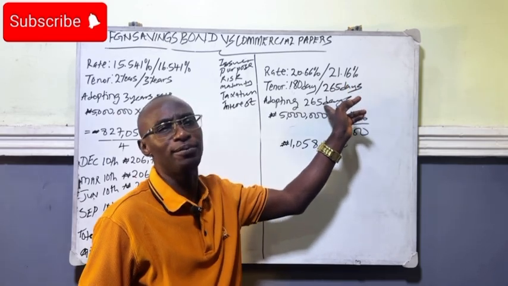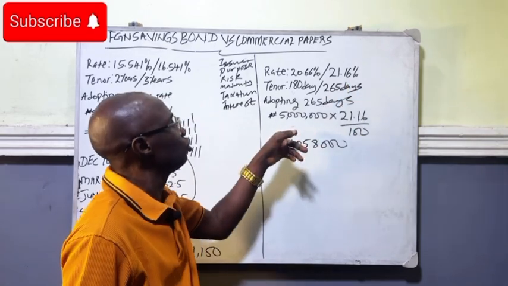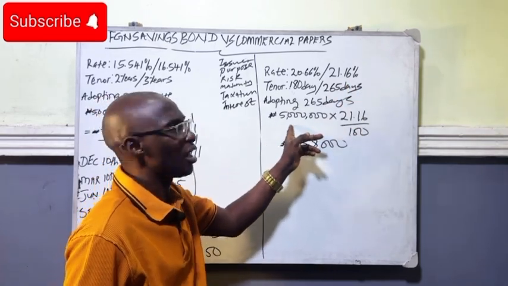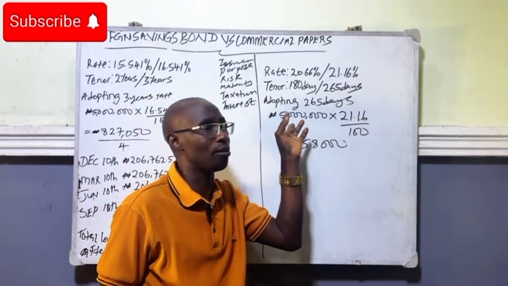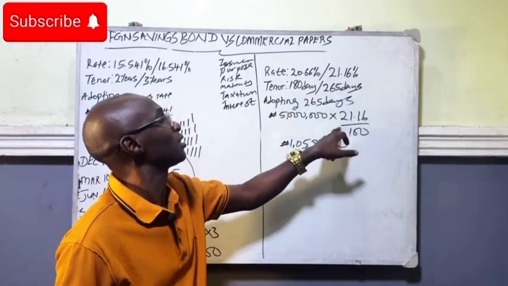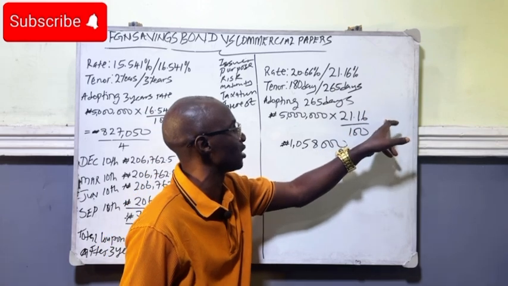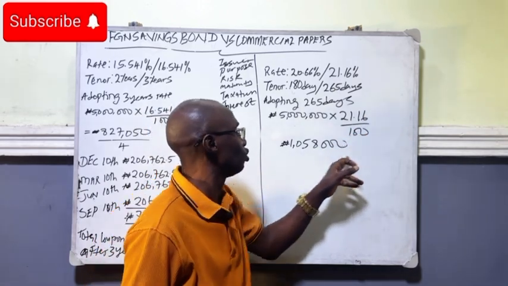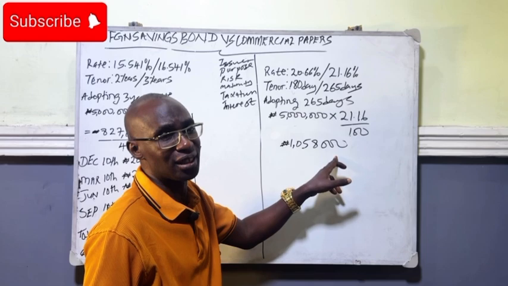I'm using 265 days. Now, I'm also using 5 million naira. And of course, the limit of the amount you can put in for the commercial paper is 5 million. So multiply by the percentage, which is 21.16% divided by 100. You are going to have 1,058,000.